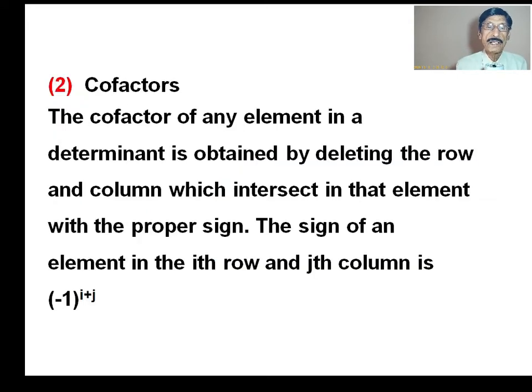Cofactors. The cofactor of any element in a determinant is obtained by deleting the row and column which intersect in that element with the proper sign. The sign of an element in the ith row and jth column is minus 1 raised to the power i plus j.